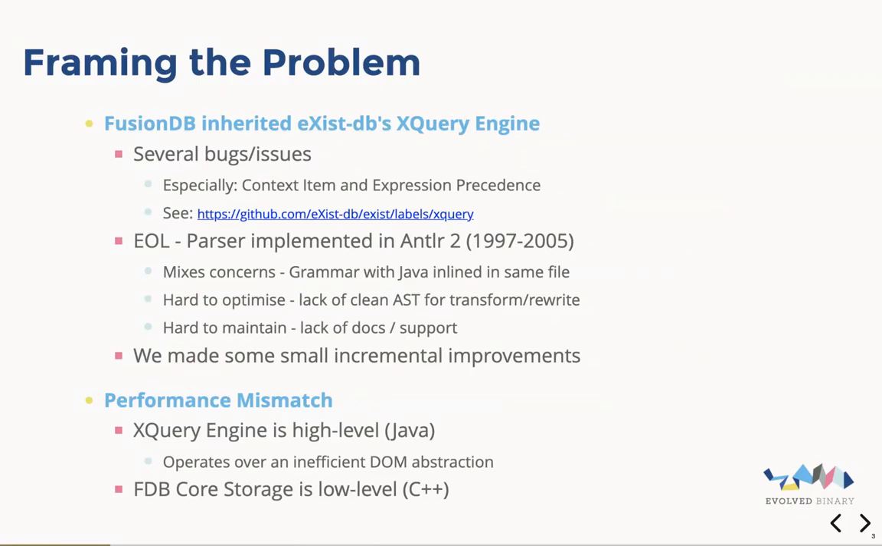So what is the problem that we originally started with? And why did we think about compiling XQuery into native machine code? Originally, FusionDB inherited its query engine from XSDB. And unfortunately, that query engine has a few problems.